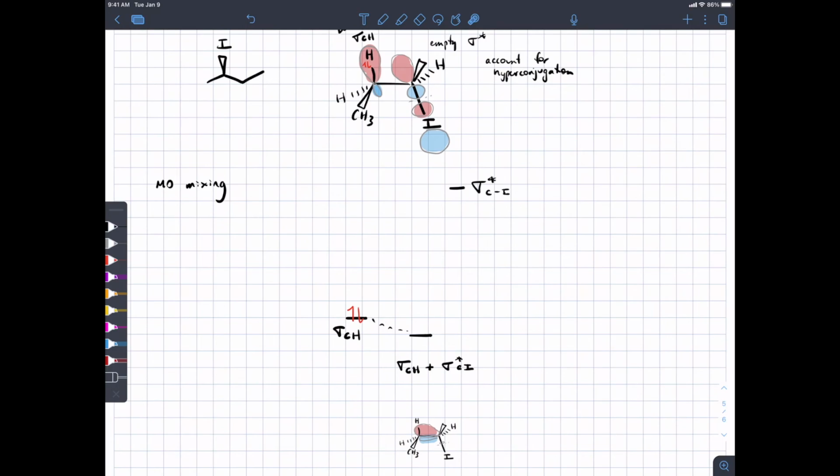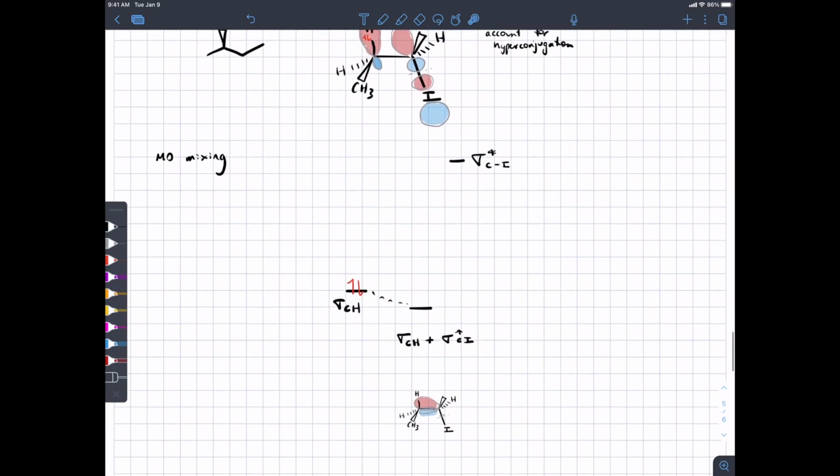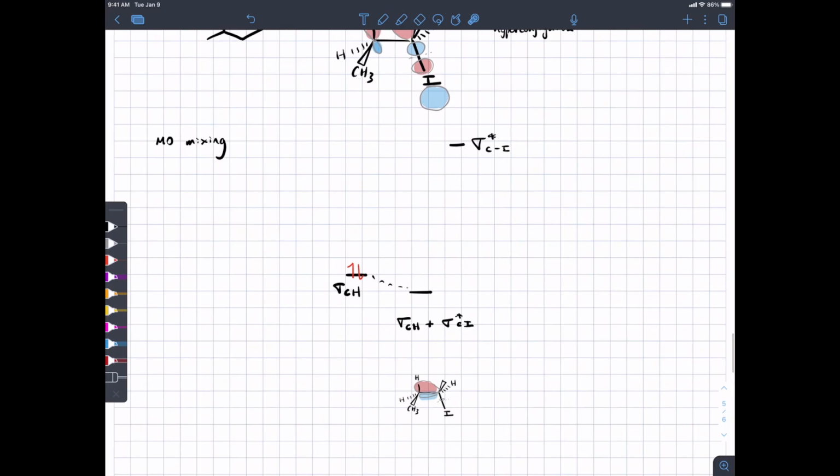Yeah? I know you probably answered this before, but how does that make it more stable whenever the electrons are going into an antibonding orbital?